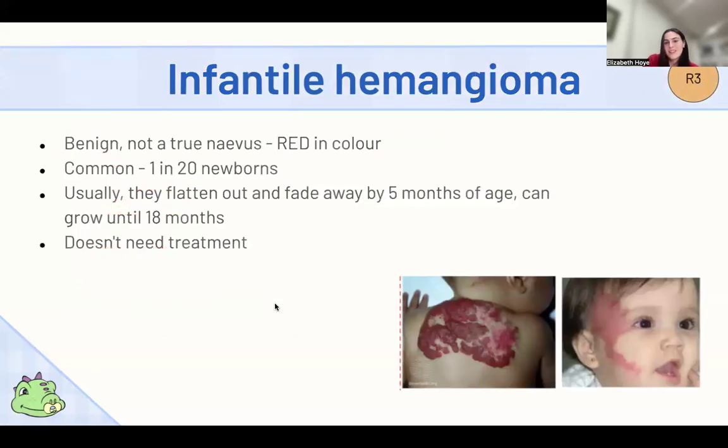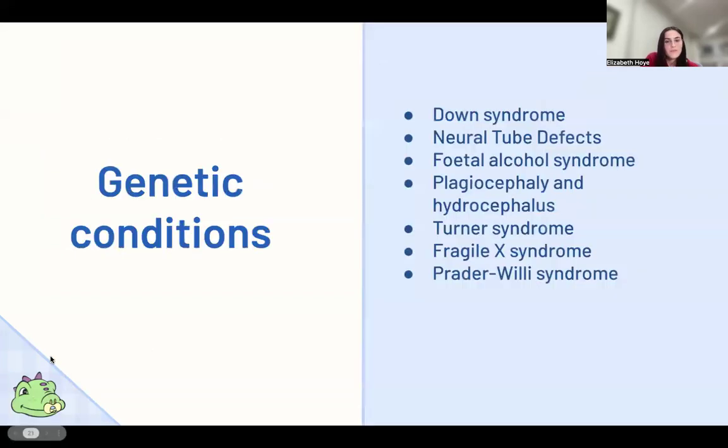This last one is infantile hemangioma. So some people call this a nevus, but it's not a true nevus. It's benign and it's red in color. So it's very common, 5% of babies would have it. And usually it might be a midwife or a doctor or even the parents who notice it while they're in hospital, just born. Usually it flattens out and fades by about 5 months of age, but it can grow until they're 18 months. Most are a lot smaller than the images on here, but they don't need treatment.